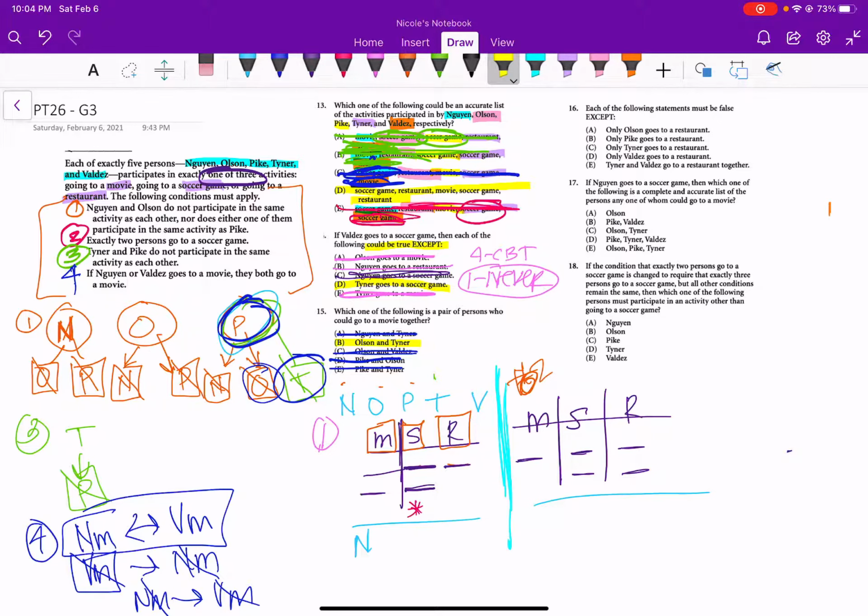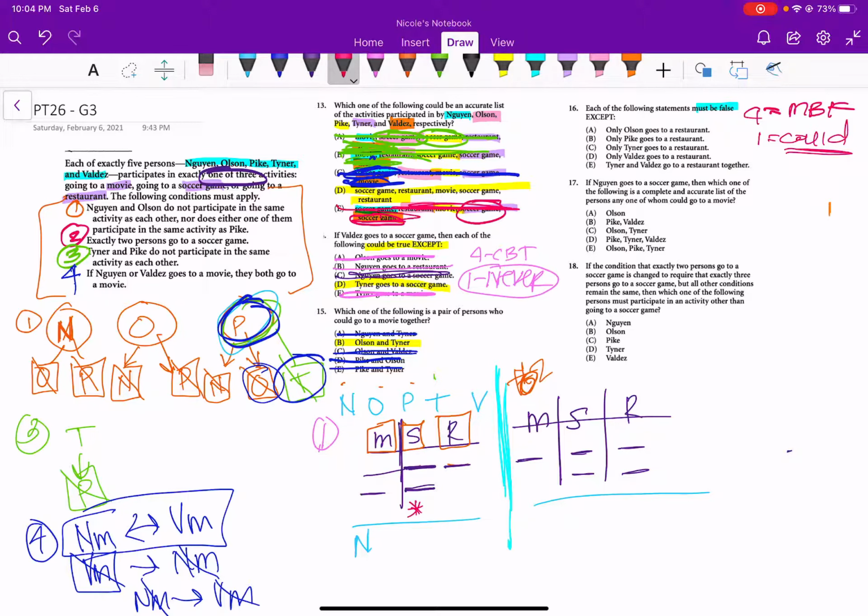All right, it's number 16. Each of the following statements must be false except. So this is kind of an odd question. It's saying must be false except. So 4 of our answer choices cannot happen, and 1 actually could happen. It doesn't have to happen, it just could happen, where 4 must be false. All right, so let's read these.